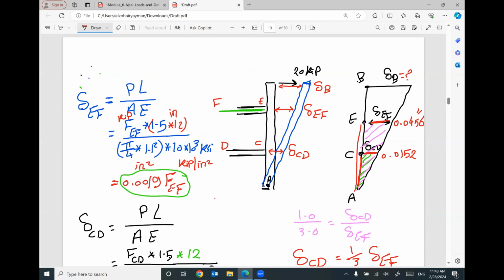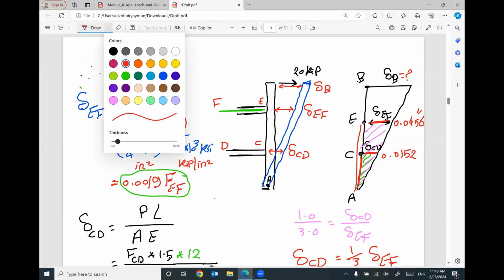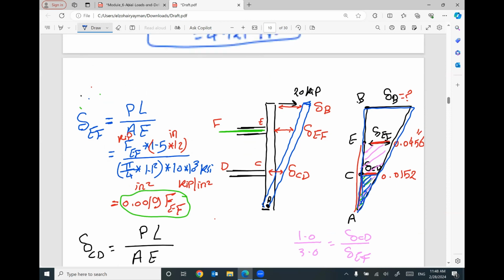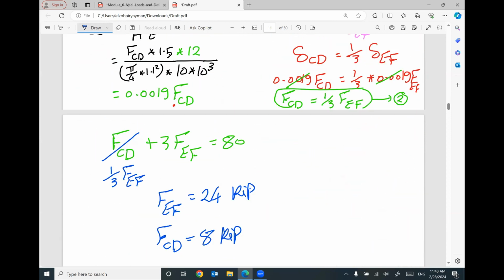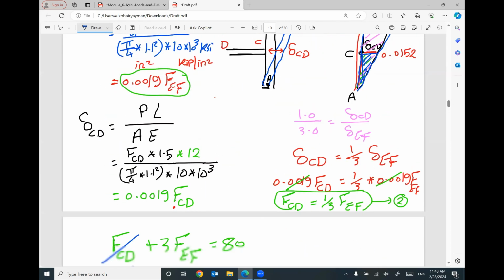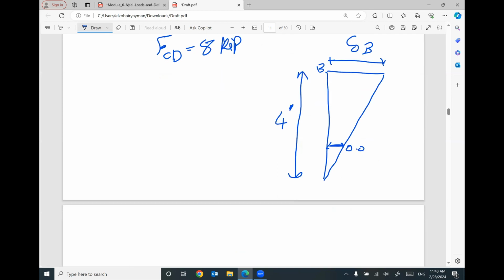What is this value? You can set up another triangle similarity. For example, the biggest triangle with this little triangle. That makes sense? So I can say this bigger one, this distance is delta B. I don't know how much. This vertical distance is 4 feet. And this little distance equals 0.0152 inch. And this little distance is 1 feet.